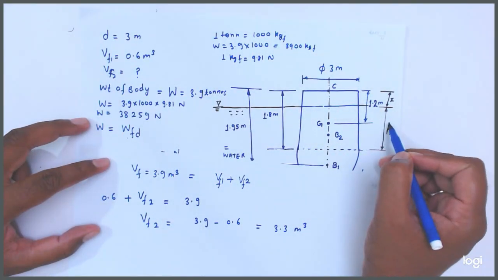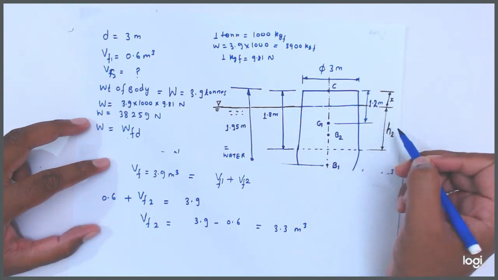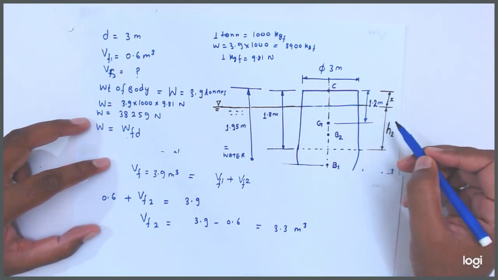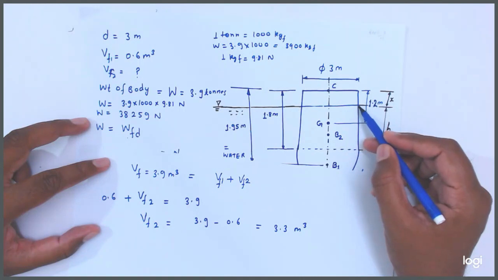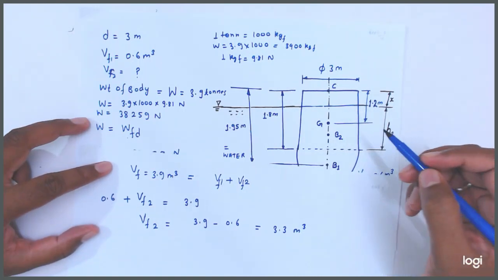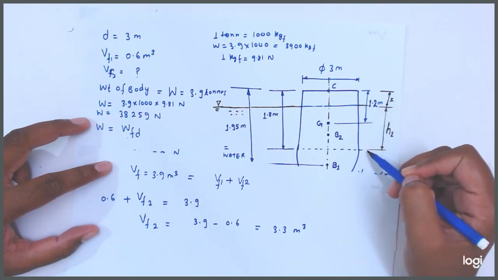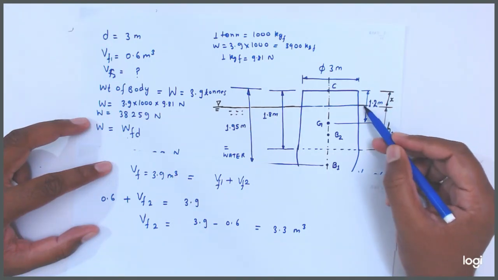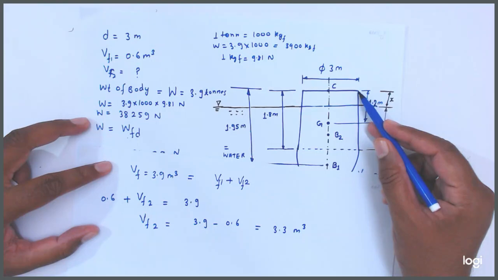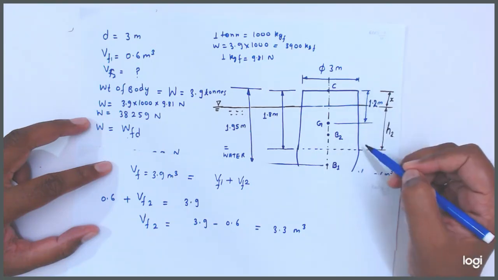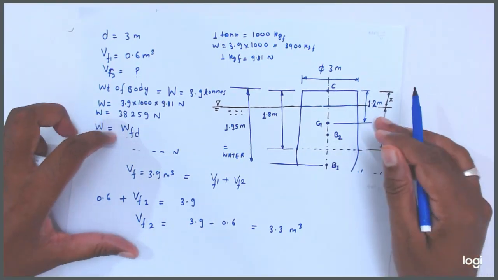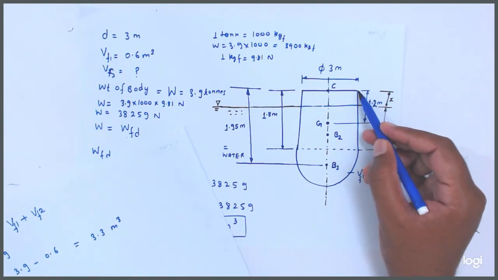Now friends, here you see the dia has given of this one 3 meter. We have to find this H2, height of this portion to this portion, or we can say height of the cylindrical part inside the water, height of the cylindrical part, because this is the total part of the cylinder of this portion. So total part is equal to how much?